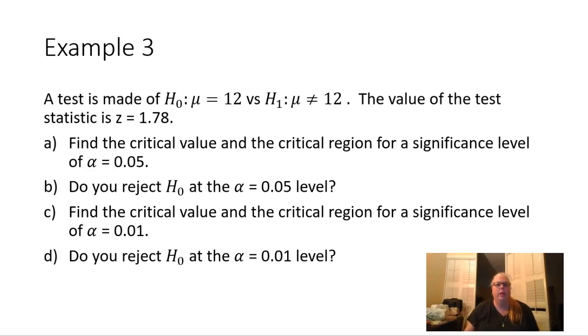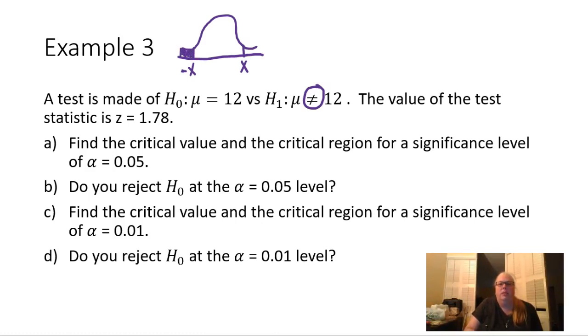Example 3. A test is made of the null hypothesis mu is equal to 12 versus the alternate hypothesis mu is not equal to 12. The value of the test statistic is z is equal to 1.78. We're going to find the critical value and the critical region for a significance level of 0.05. Now this one is a two-tailed test. And so when we draw a picture and sketch our normal curve, we're looking for two values. We want one here, and we want one here. I'm just going to put a negative on here because remember we have symmetry, so whatever this one is, this is the opposite of it.